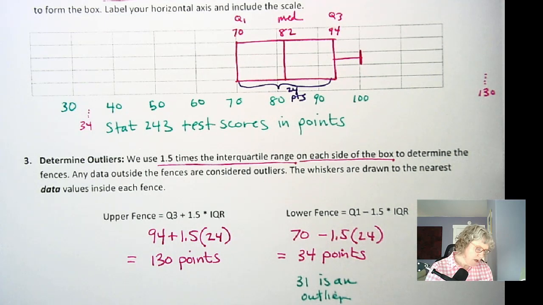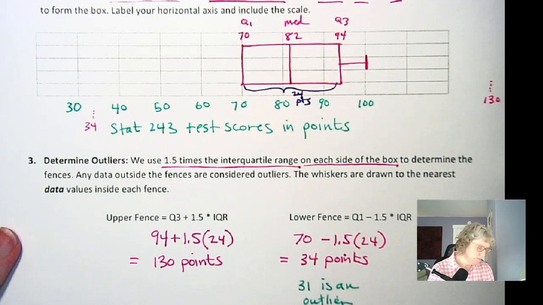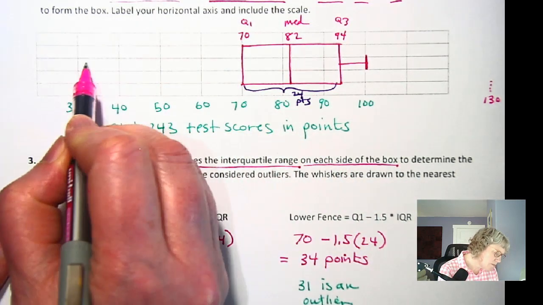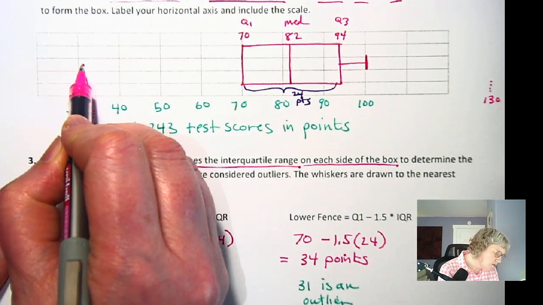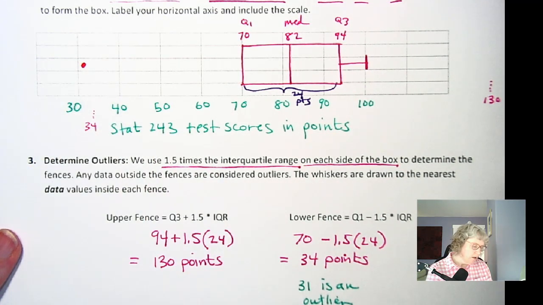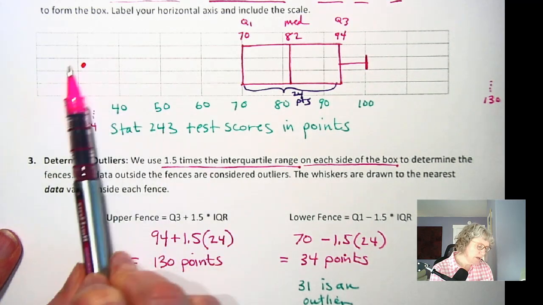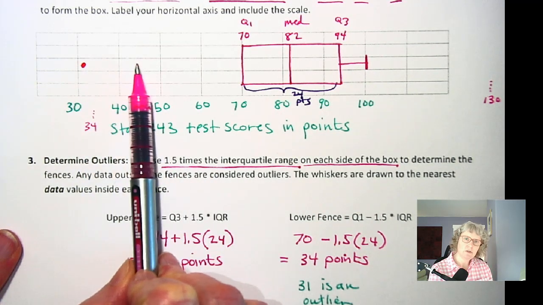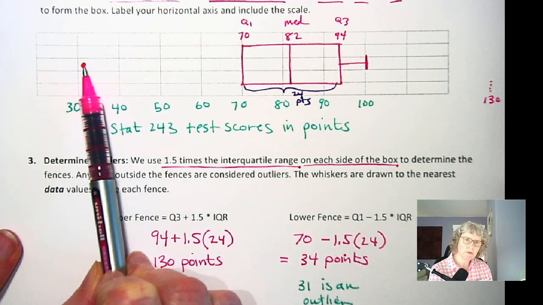Okay, so 31, we're going to mark that with a dot or a star. So right at 31, I'm going to go same horizontal, about halfway up the graph, and put a dot at 31. Now we don't connect our whisker all the way to 31. We want to go to the next data value. Okay, so what's after 31?